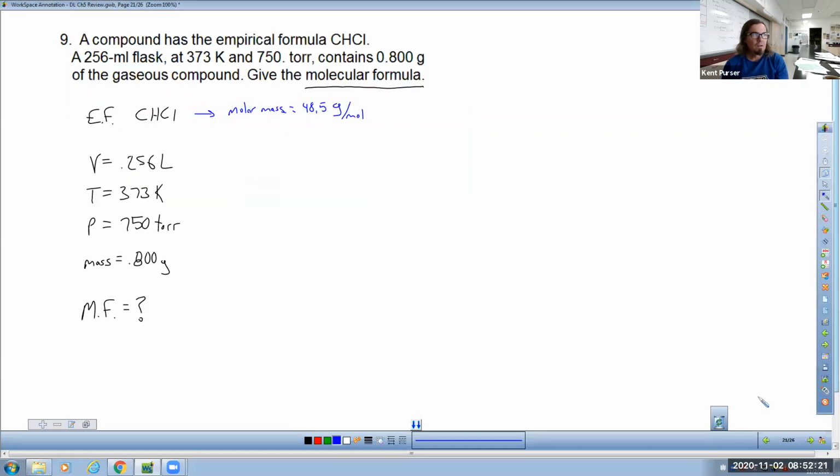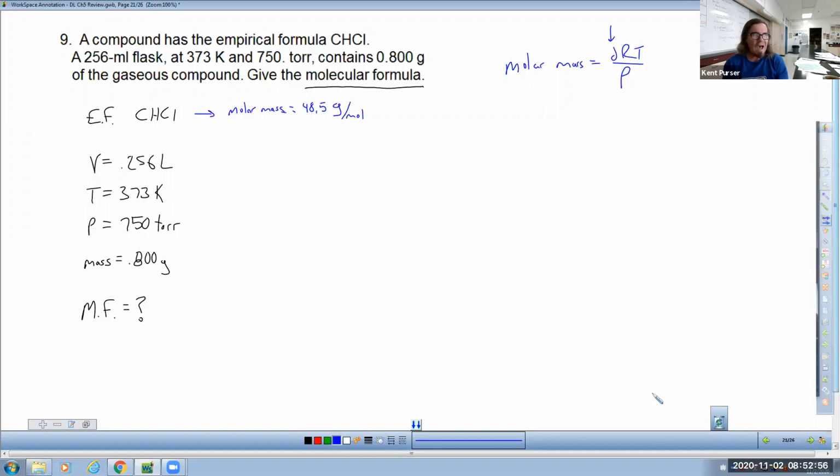Keep on going. Question number 9. A compound has the empirical formula CHCl. A 250 mL flask, 373 Kelvin, 750 torr, contains 0.8 grams of the gaseous compound. Give the molecular formula. My first thought when I saw this problem was molar mass equals dRT over P. But then I thought, I don't know if I like that formula, because what on earth am I going to do with the gas density part? I could make that formula work.